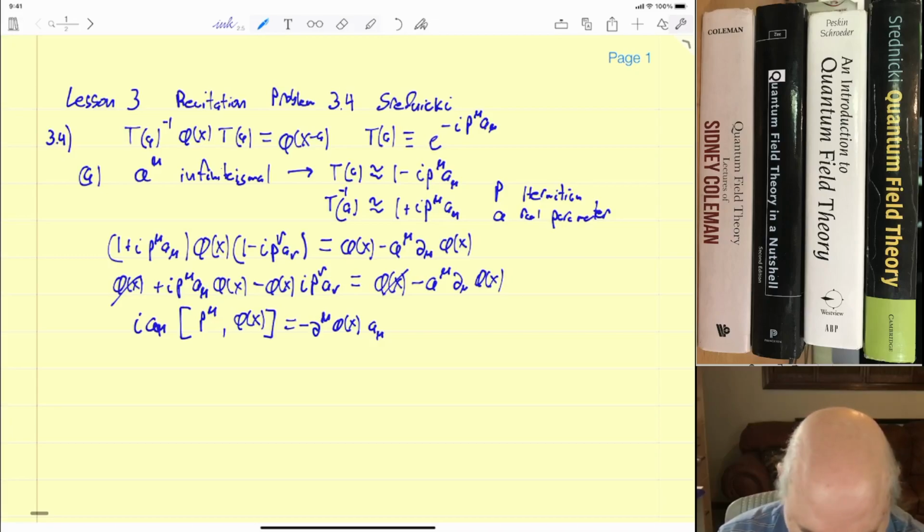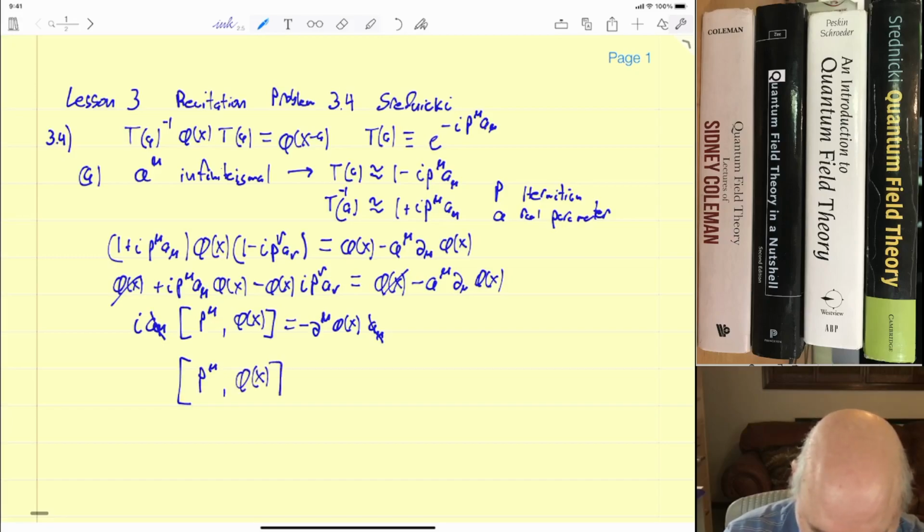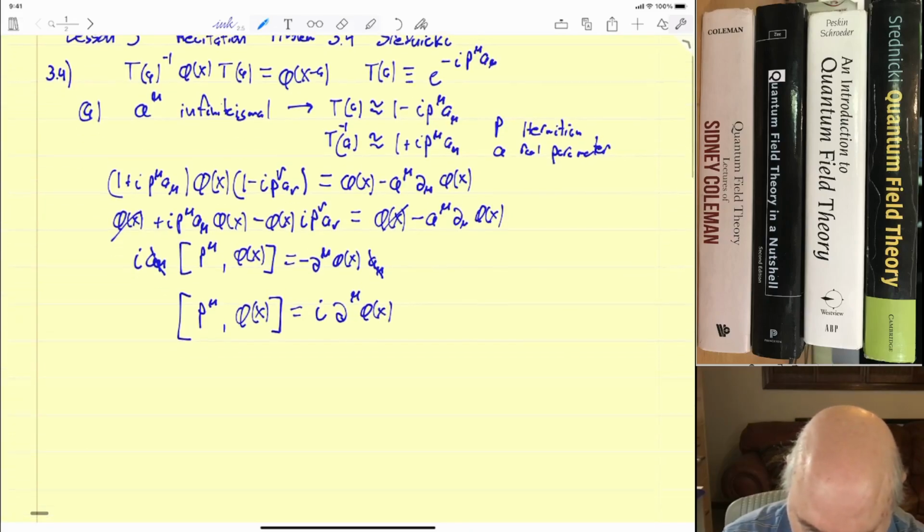Okay, so because we have a mu on both sides, and this holds for any parameter, we can cancel this. And so we're left with the commutator of P mu, phi of x is equal to I partial of mu upper phi of x. Okay. That's what we wanted to establish. So we're good.